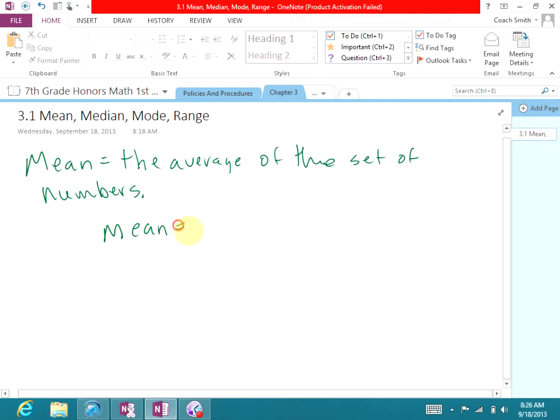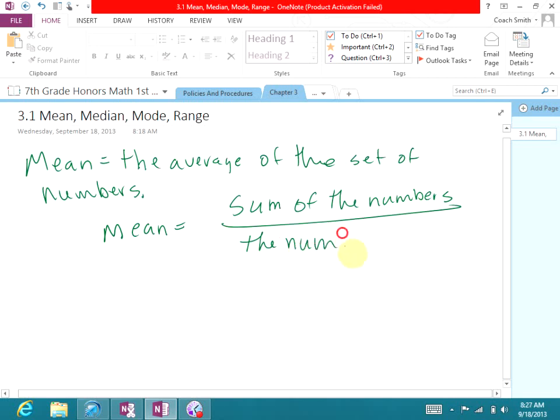is equal to the sum of the numbers over the number of numbers. Okay, a lot of people use the sum of the data over the number of data. That's obviously an acceptable way to put it.